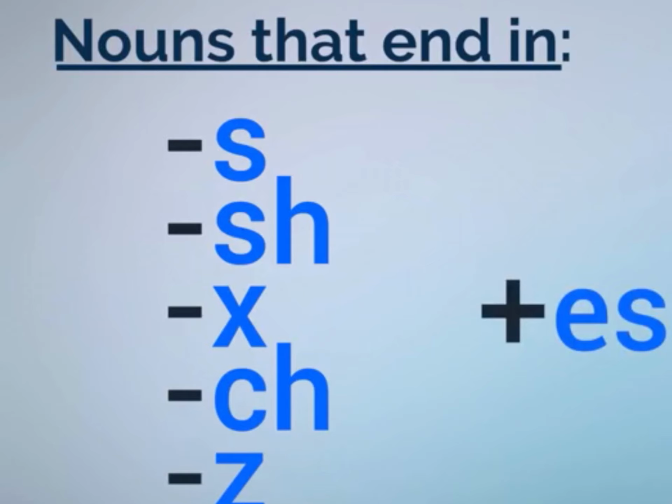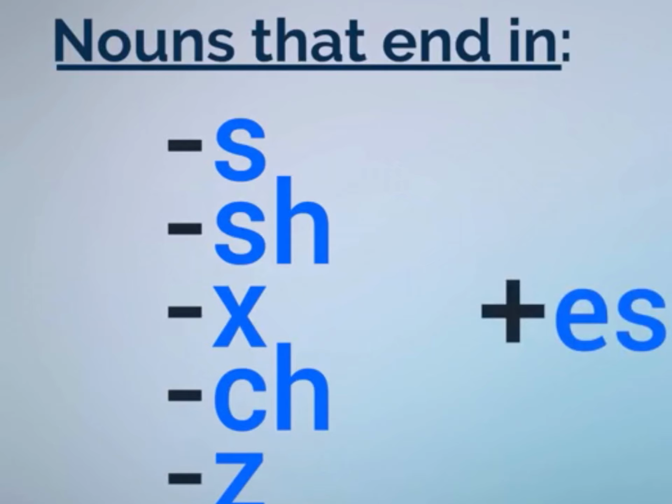For example, buses. So we have bus, BUS, and then to make it plural, we have buses, we added an ES. We have bush, BUSH, and then the plural for bush is bushes. We have fox, FOX, for singular, foxes, FOXES for plural. Okay?